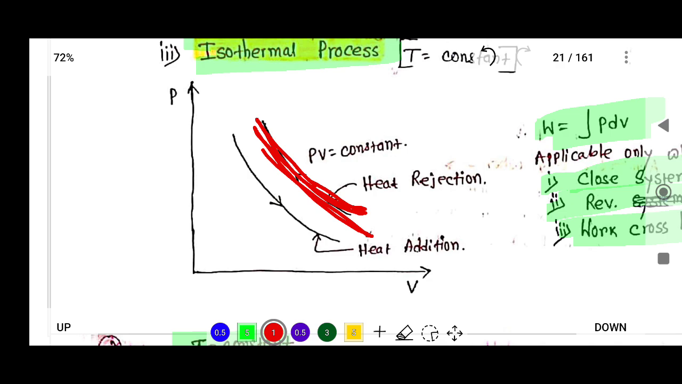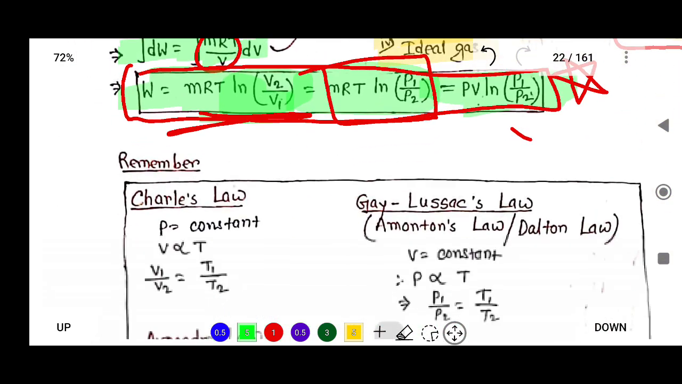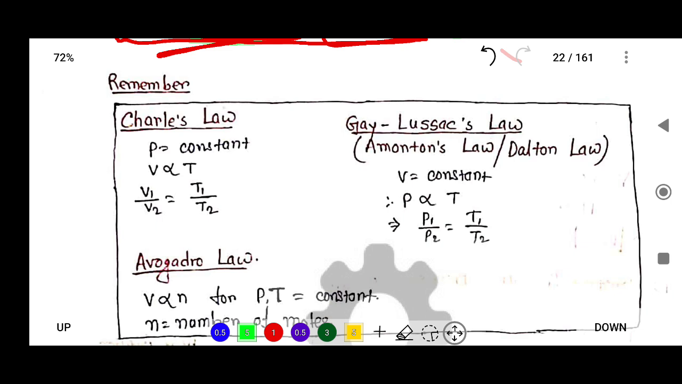Okay, now let's understand some laws. First, what is Charles law? Charles law says that at constant pressure, V is proportional to T. So from this equation you can say that V1 by V2 equals T1 by T2.